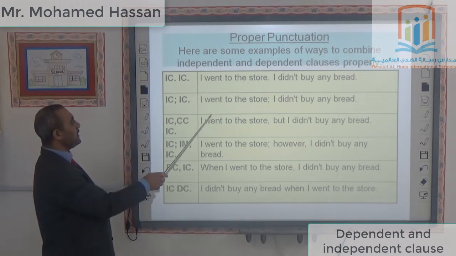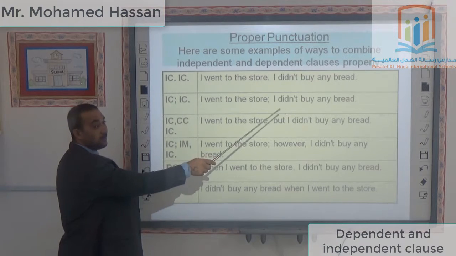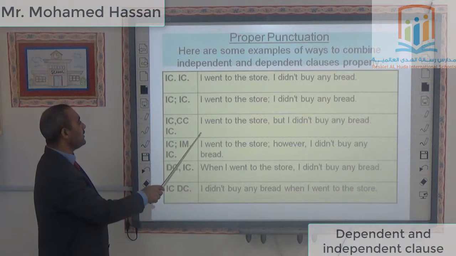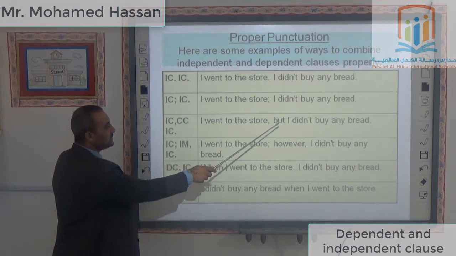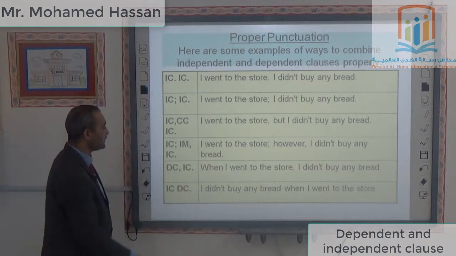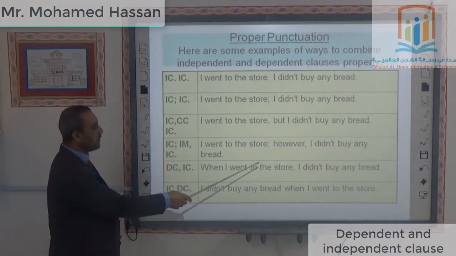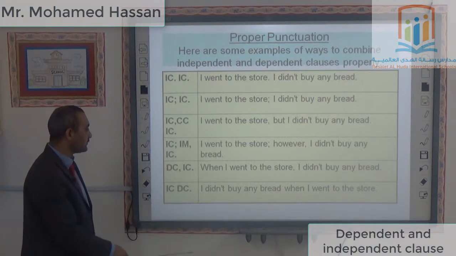Okay? I went to the store, semicolon, I didn't buy any bread. We can connect them by a semicolon. I went to the store, comma, but I didn't buy any bread. I went to the store, semicolon, however, comma, I didn't buy any bread.